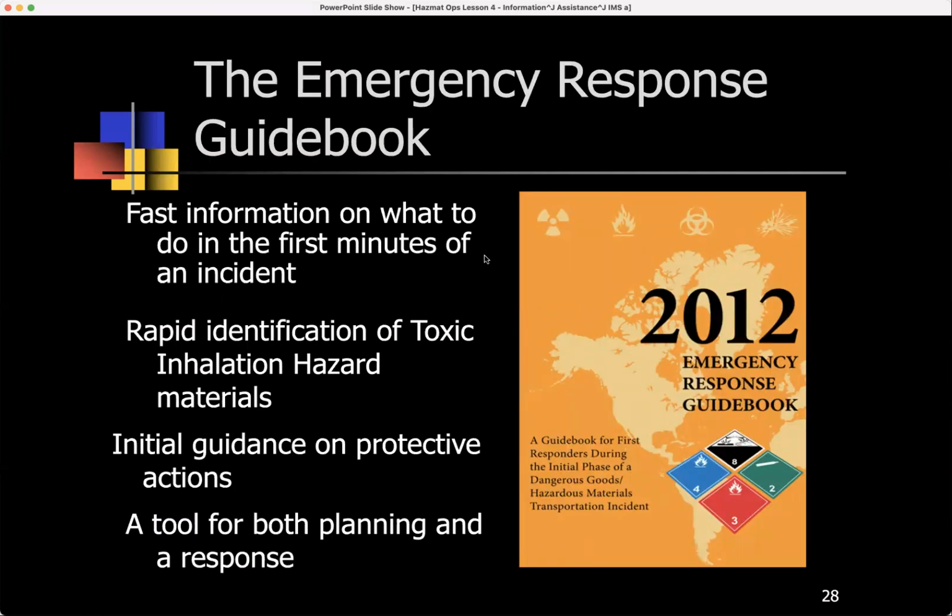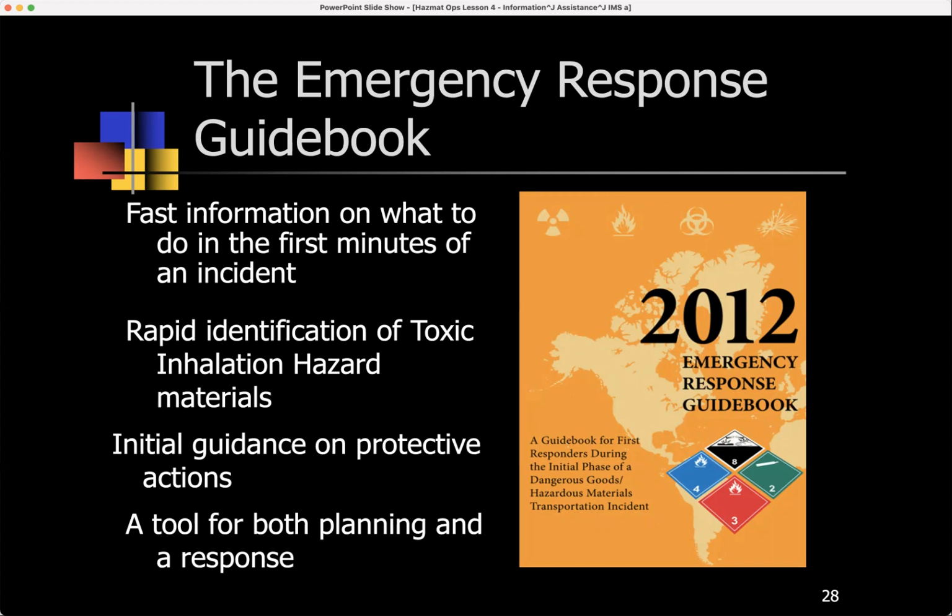So to sum up, in general, the ERG provides fast information on what to do in the first few minutes of an incident, usually about 30 minutes. Three hours later, you're not going to be using the ERG. You should have already gone through everything in that already. Either continuing those operations, you're not going to find new information. It also provides rapid identification of toxic inhalation hazardous materials, provides initial guidance on protective actions, and can be used as a tool for both planning and a response.